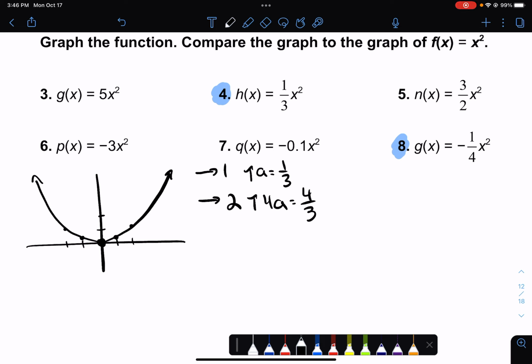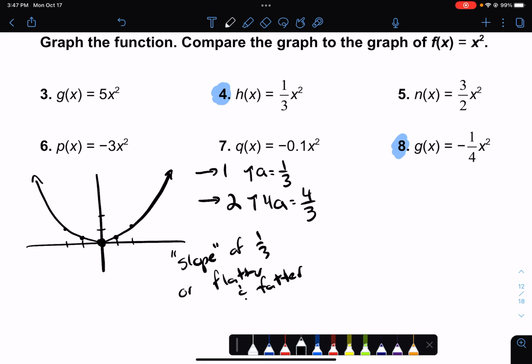So when it asks me to compare, it's still going up like it normally would, but I have a slope of 1/3, or it's flatter, or it's fatter, right? It's fat and it's flat. It's not as steep as the normal one.